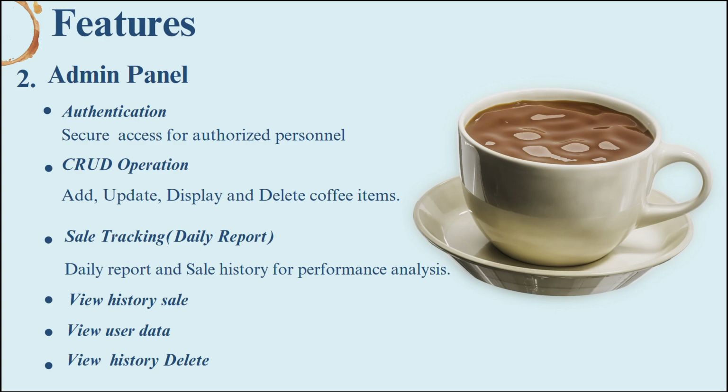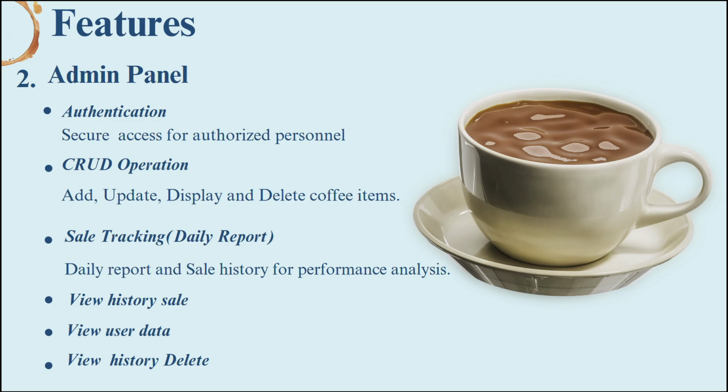Then we have sale tracking or daily report. In this point, we need to input the date that we want to view. Then it will show you how many cups of coffee we have sold and the total price of that day. Then we have view history sale. In view history sale, it will show you the name of customer, ID of coffee, name of coffee, quantity, price and total price, and show the date.